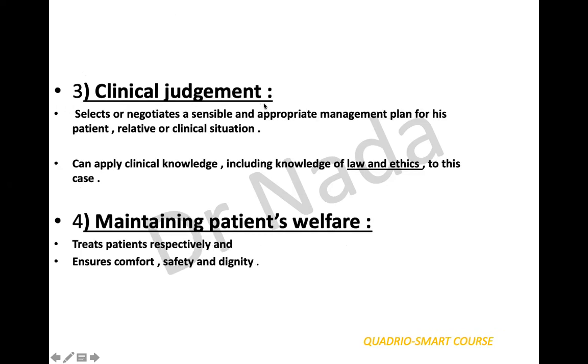Number three, clinical judgment. This is the third marking criterion you are going to be marked for, okay? For clinical judgment, the examiners will evaluate whether you are able to select or negotiate a sensible and appropriate management plan for the patient or relatives or the clinical situation. Remember, as I said, you will be given a medical problem. In the task card in your exam, there will be a scenario about a medical problem, of course. So what is your management plan about that?